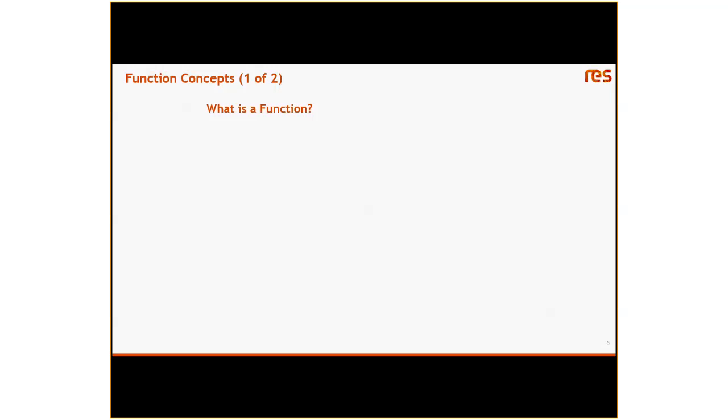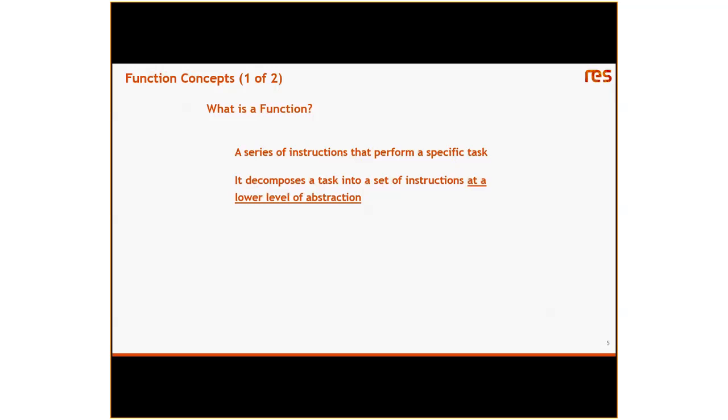Is it just a small entity that does something and that is easily repeatable because we can call it from one line? Yeah, I think that's a good way of thinking about it. The way I normally think about it is it's a set of instructions that perform a specific task. But the other way of thinking about it is that you're taking a task and you're decomposing it into instructions at a lower level of abstraction. And that obviously begs the question, what is a level of abstraction?